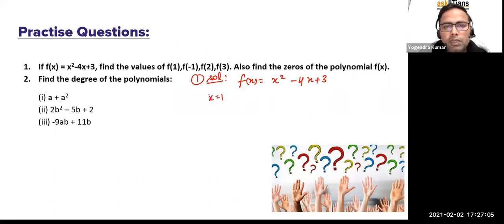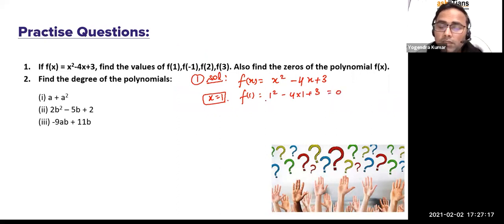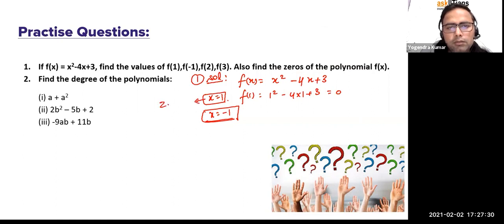Now to get f of 1, I need to replace x with 1. So f of 1 is going to be 1 square minus 4 into 1 plus 3. What are we getting? By the way, 0 we are getting. Very good, 4 and minus 4, yes, it is 0. Now x equals minus 1. Can I say here only, because the next part is the zero of the polynomial. So this is one of the zeros of the polynomial.